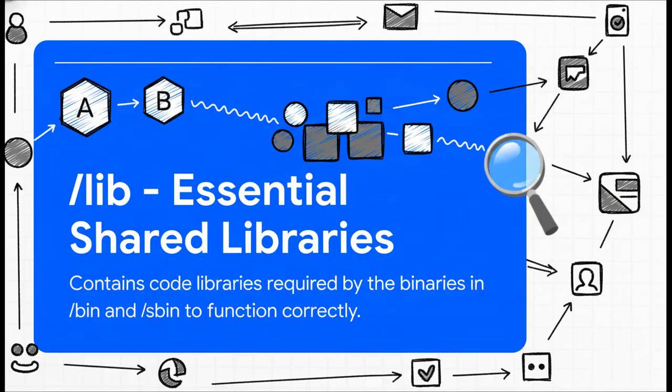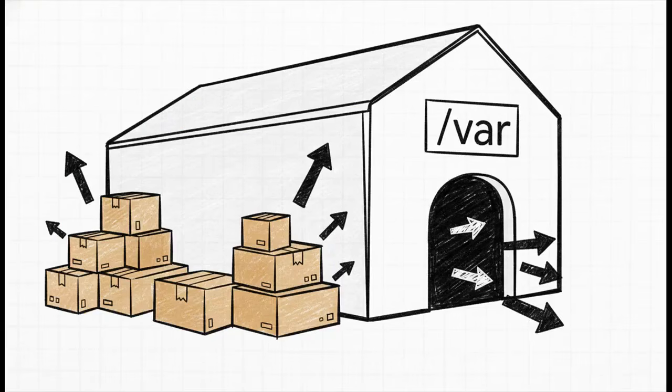Next up is var, and its name is a huge clue. It's short for variable. This is the system's warehouse. Its whole purpose is to hold files that are expected to grow and change, or vary, over time. So anything that isn't static, like a config file or a program, probably belongs somewhere in here.